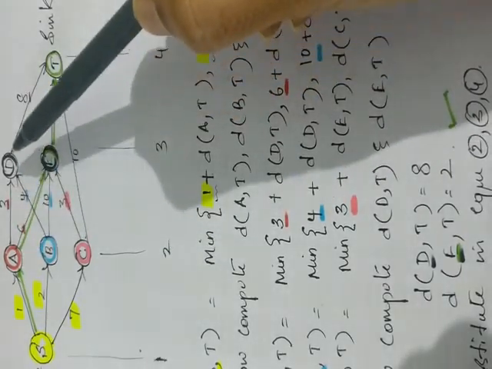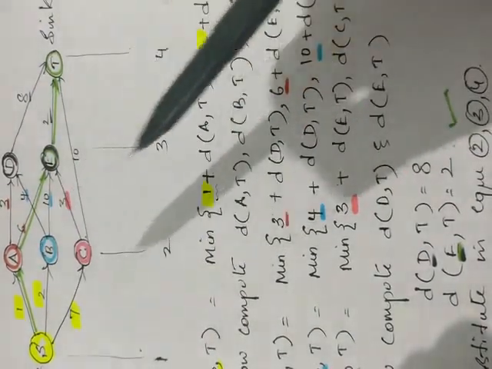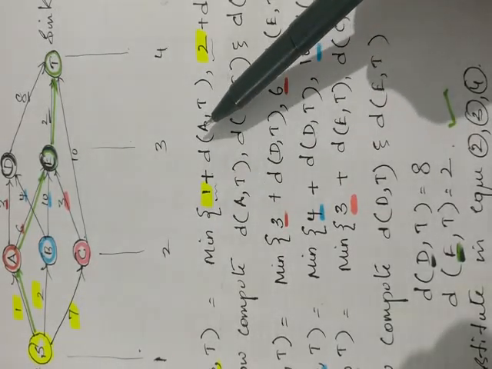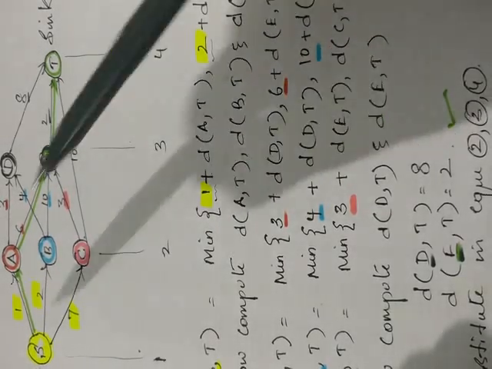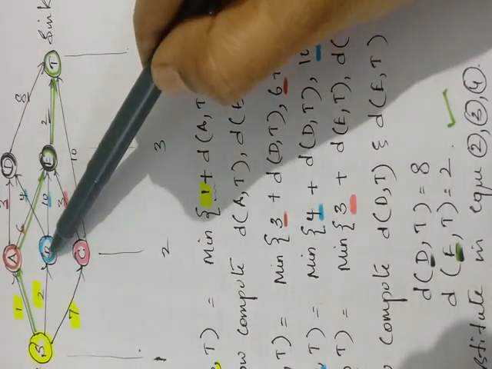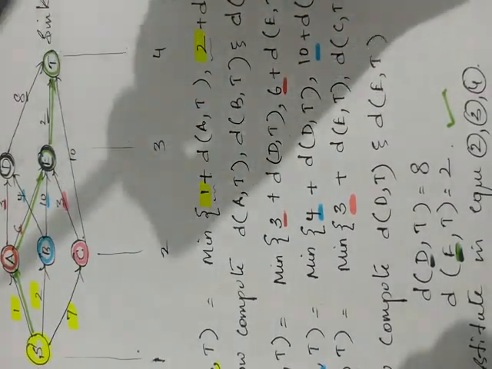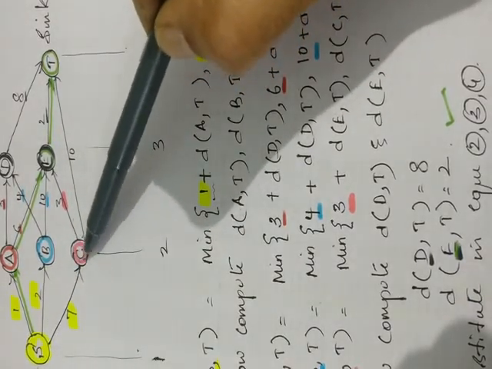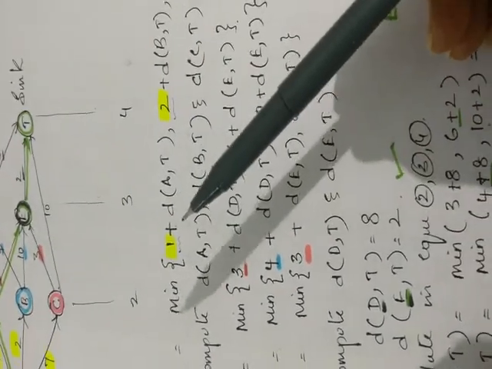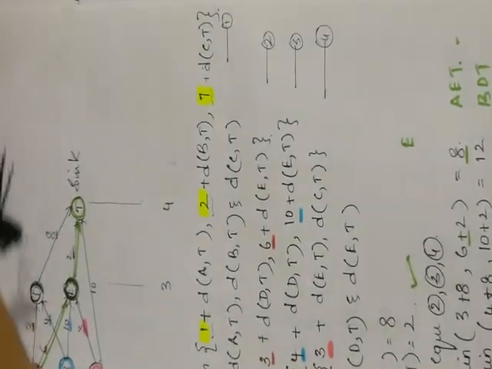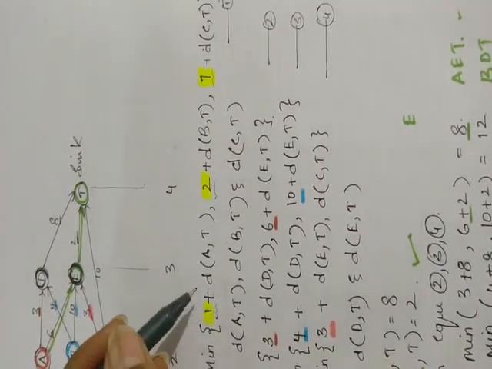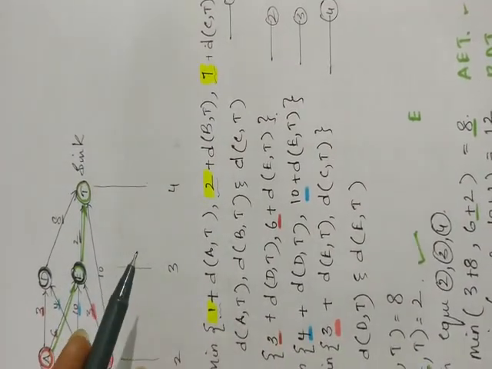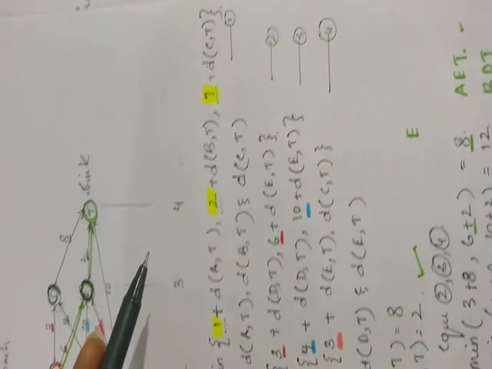Distance of A to T, I don't know. So I will write it like that: 1 plus distance of A to T, still not known. Comma. Next, 2 plus distance of B to T, which I don't know. Next, 7 plus distance of C to T. So you can notice the formula written here. I have written 1 plus distance of A to T, 2 plus distance of B to T, and 7 plus distance of C to T. I hope you have understood.